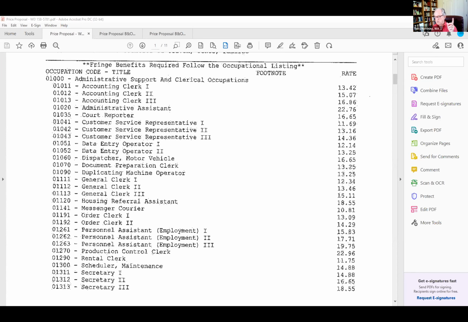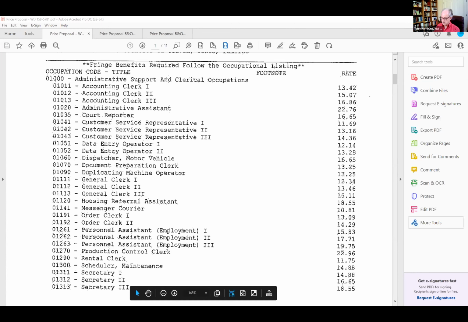That doesn't mean, and I get this question occasionally, that this is what I must pay them. No, this is the minimum amount that you must pay them. You can pay them more, but you cannot pay them less than this. Okay. All right. So now let's go.